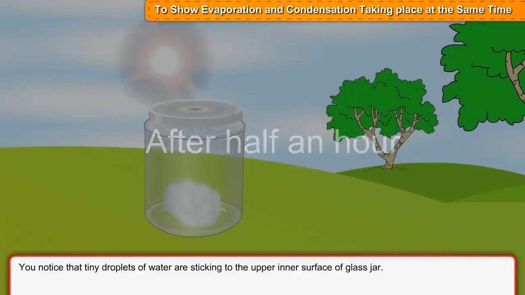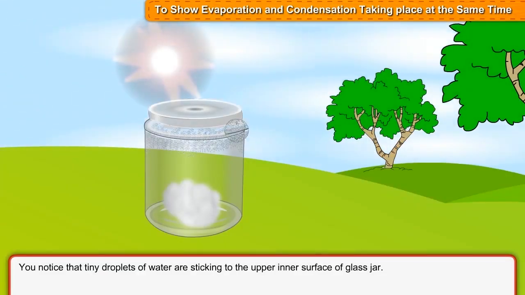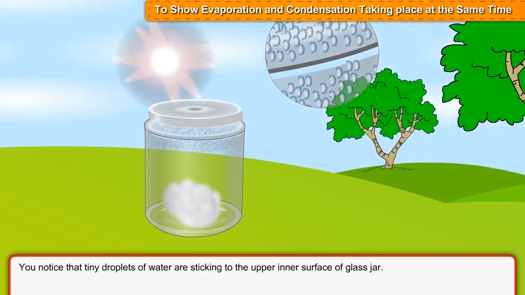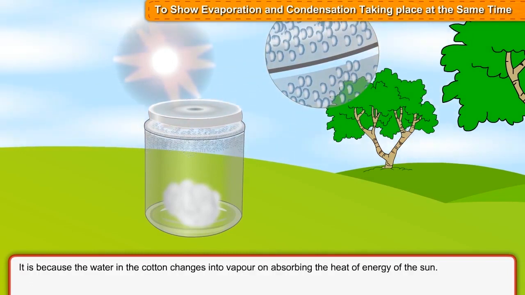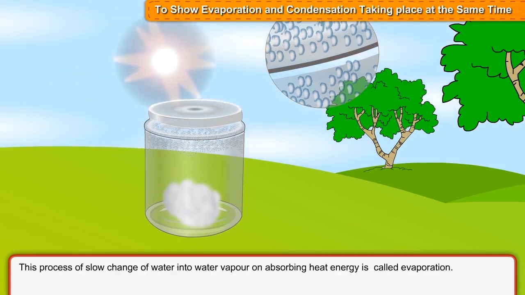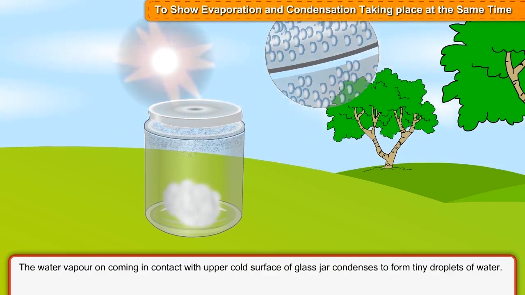After half an hour, you notice that tiny droplets of water are sticking to the upper inner surface of the glass jar. It is because the water in the cotton changes into vapor on absorbing the heat energy of the sun. This process of slow change of water into water vapor on absorbing heat energy is called evaporation. The water vapor, on coming in contact with the upper cold surface of the glass jar, condenses to form tiny droplets of water.